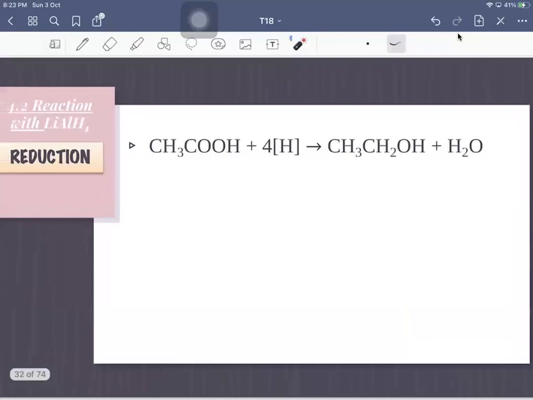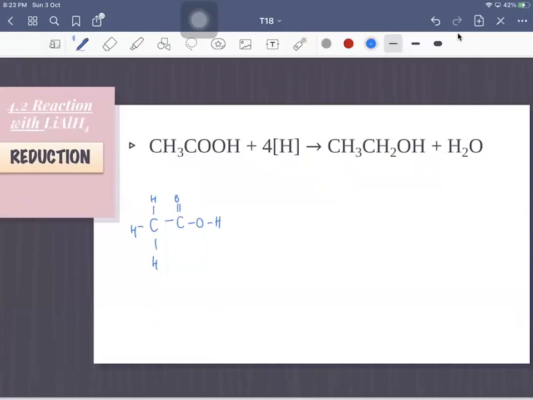Next is just showing you the equation. I will just draw out the displayed formula. If you started with an ethanoic acid, you would expect to end up with a primary alcohol, the corresponding alcohol, which is ethanol. You must not add or lose any carbon atoms.